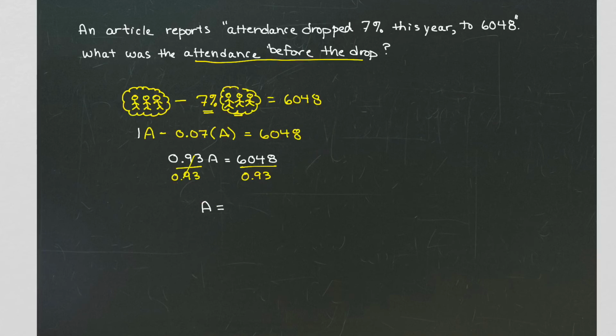So taking 6,048, pulling out my calculator, and dividing by 0.93 gives us 6,503.225806. I'm going to round to the nearest whole person, and so that means that my attendance before the drop would be 6,503. And that solves the problem.